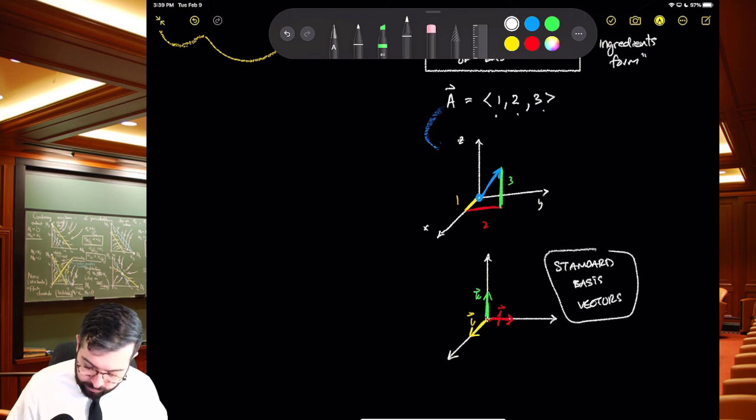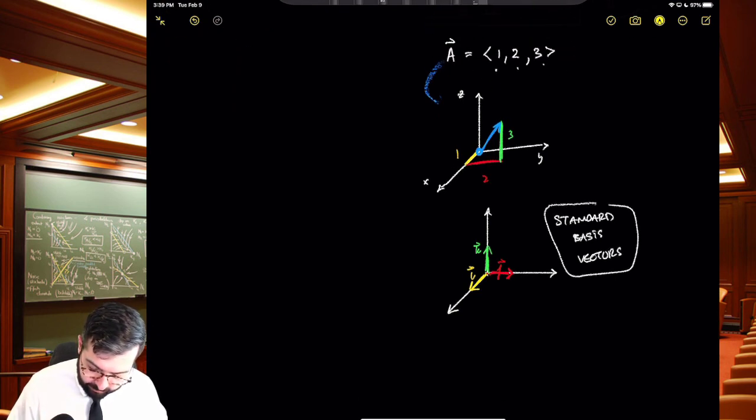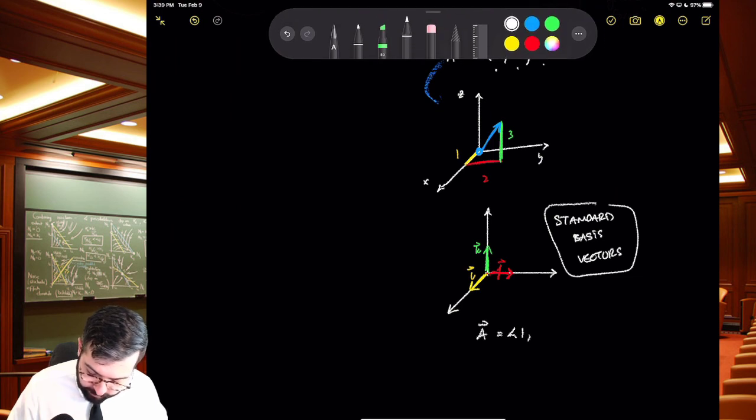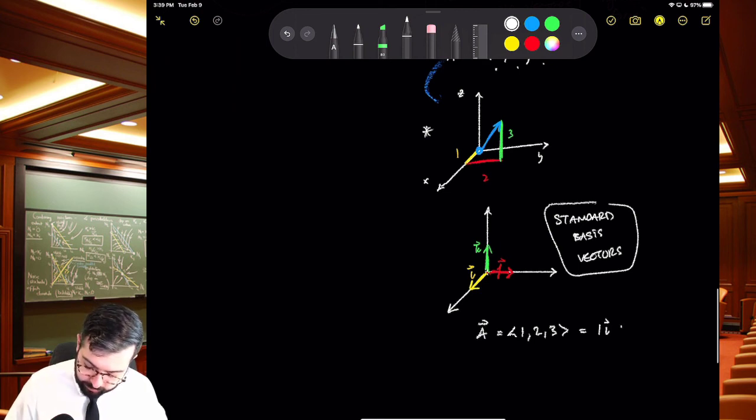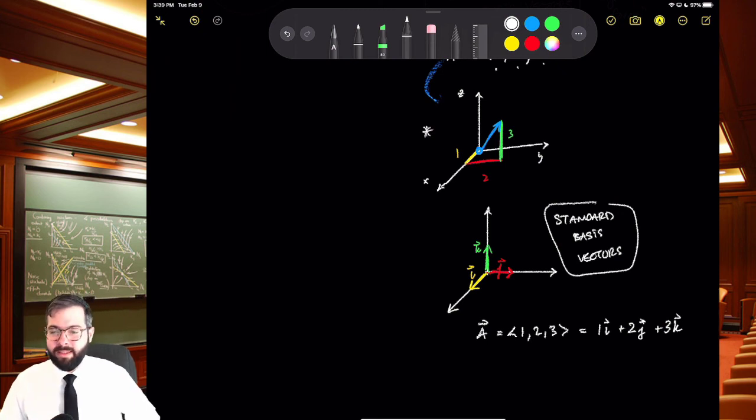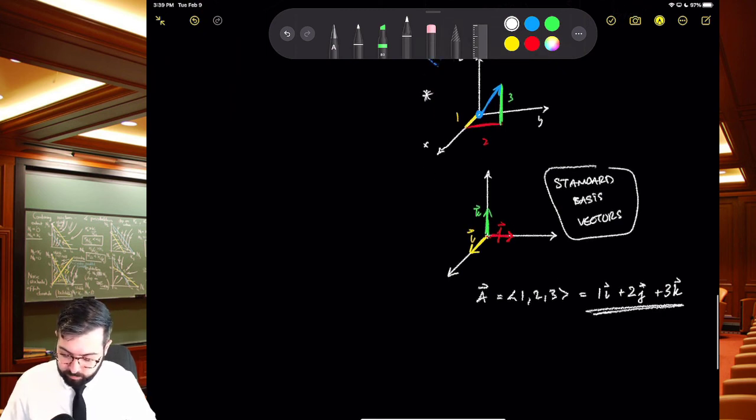And you can think of A, instead of it being 1, 2, 3 like this, as A in component form or as an arrow like this, you can think of it as one bit of i. We scale i by 1, we scale the j vector by 2, and we scale the k vector by 3. And so we write it like this. This is what I mean by a combination of the standard basis vectors.